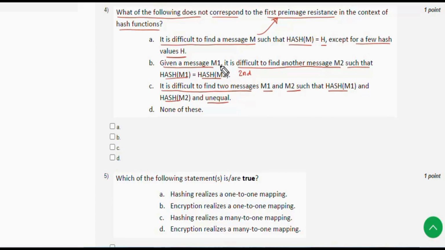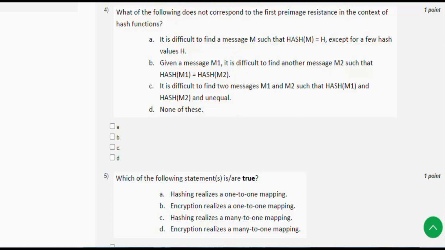Okay, the question is, which of the following does not correspond to the first pre-image resistance? So B and C will be the answer. Okay, so I select options B and C.